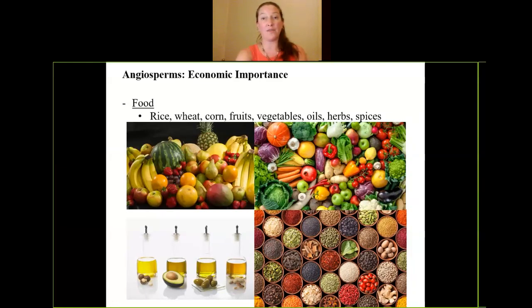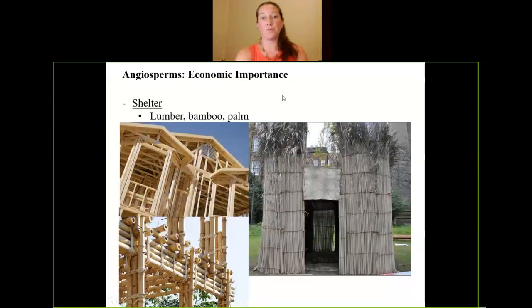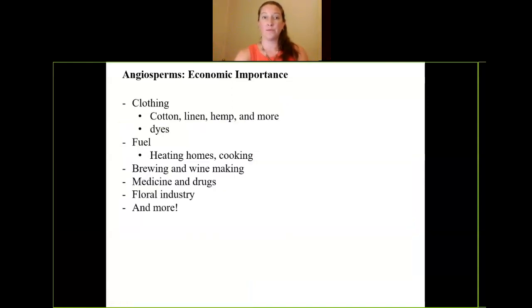Right? We eat a lot of angiosperms. So we like fruits and vegetables. We make oils out of fruits and vegetables and other parts of plants. We eat herbs and spices. And so a lot of our diet revolves around angiosperms. But we also use angiosperms for shelter and for clothing and for fuel, for making wine and brewing, medicine, drugs, for cut flowers on Mother's Day, right? So many different things we use angiosperms for.